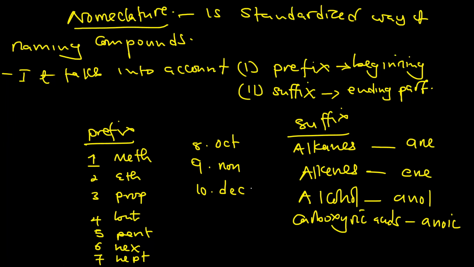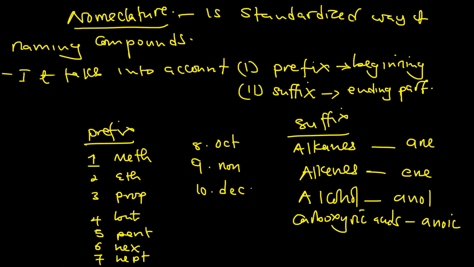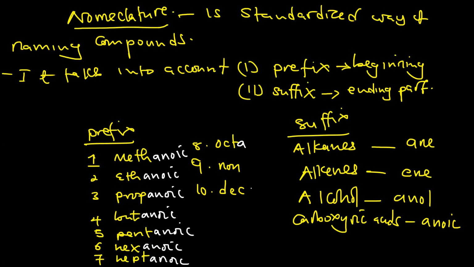So now look at this one. In the case of carboxylic acids, the first one is going to be methanoic. The second one is going to be what? Ethanoic. Then we have propanoic, then butanoic, then pentanoic, then hexanoic, then heptanoic, then octanoic, then nonanoic, then decanoic. So these are carboxylic acids.